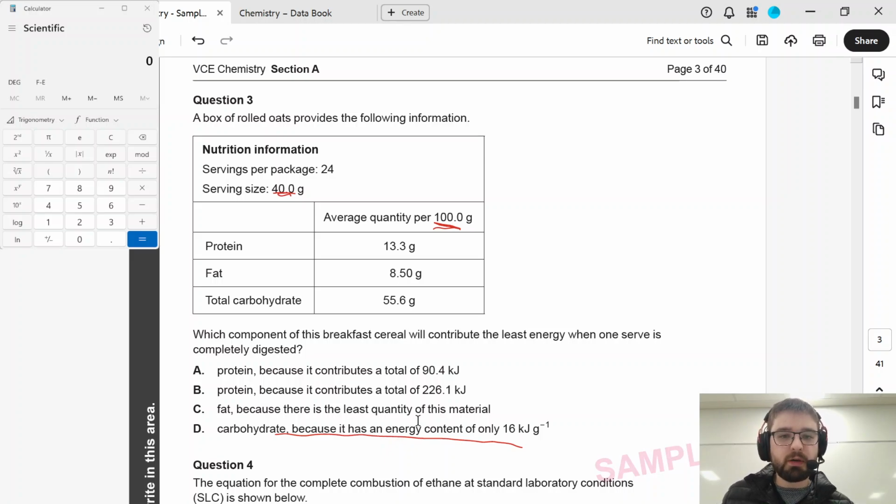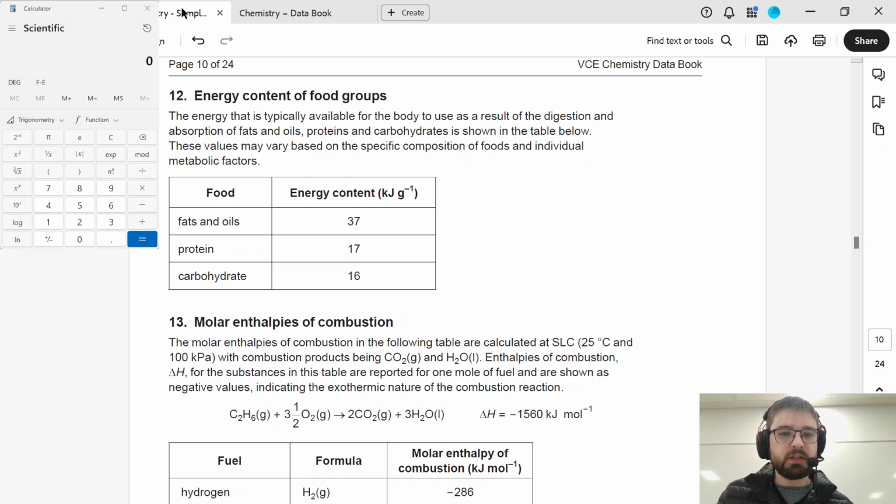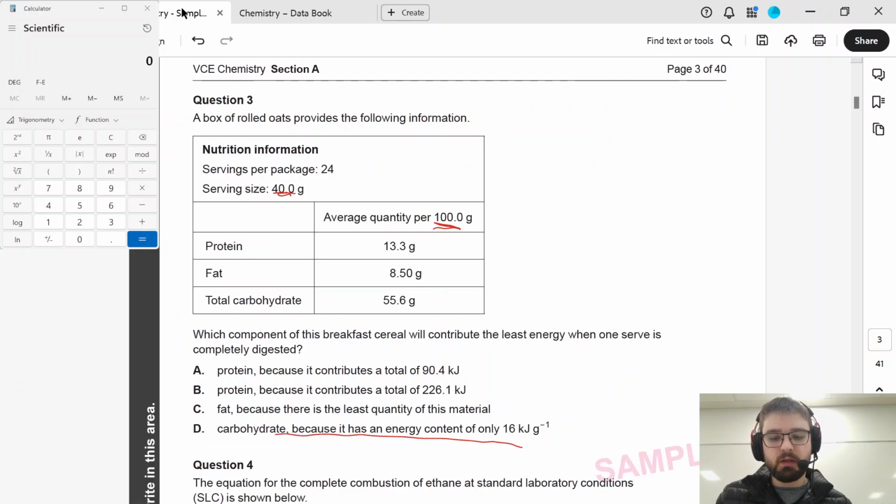So the carbohydrate is going to be 55.6. I'm not quite sure why I started with D. So times 16, or we could think about it as 55.6 is the amount per 100 grams. I should be doing this on the calculator here. So 55.6, and I'm going to multiply by 0.4 because that's how much there is per 40 grams. So 22.24 grams per serving.